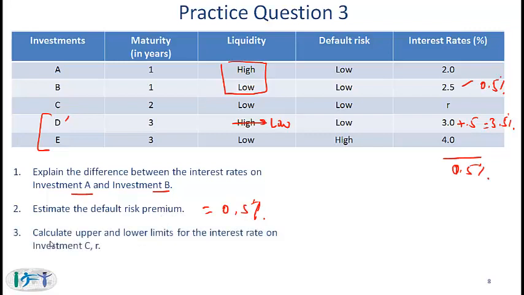And finally, can you calculate the upper and lower limits for the interest rate on investment C?